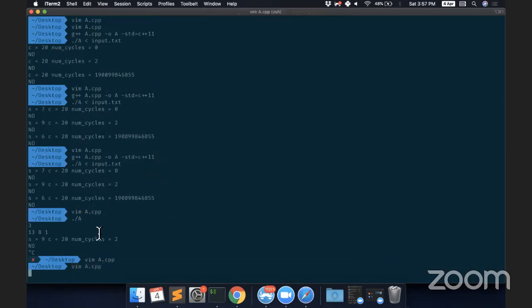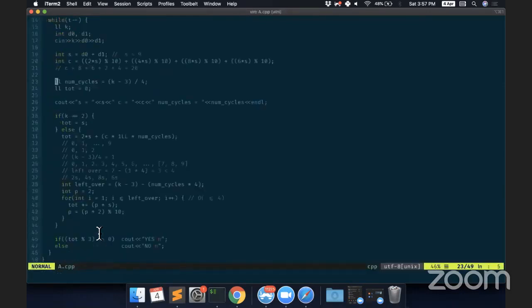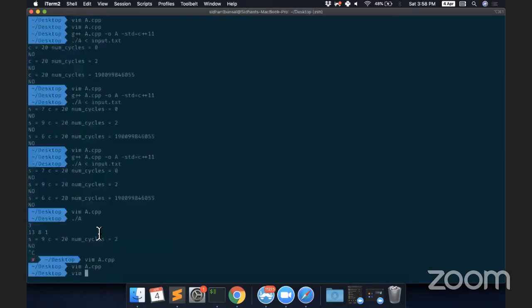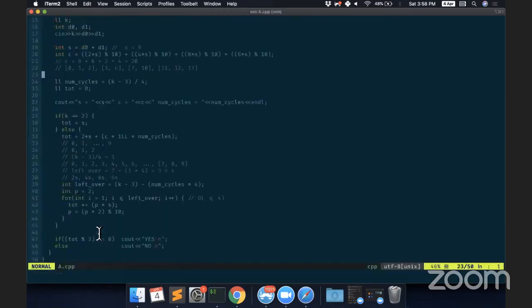I think that's correct because we have 0, 1, 2 as one chunk. Then we have 3 to 6 as one chunk. Then we have 7 to 10 as one chunk. And then 11, 12, 13 will come as like the remaining leftover part, right? So the number of cycles is 3 and 6 and 7 and 10. So there are 2 cycles. Yeah, so that's correct. Then we have this thing, which is summing up D0 plus D1 plus D2.